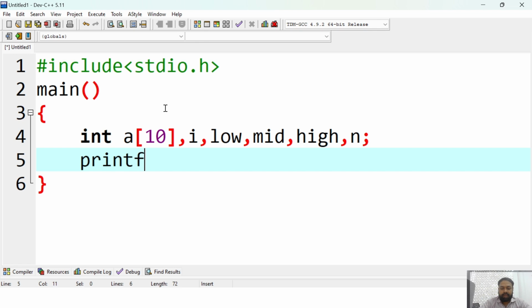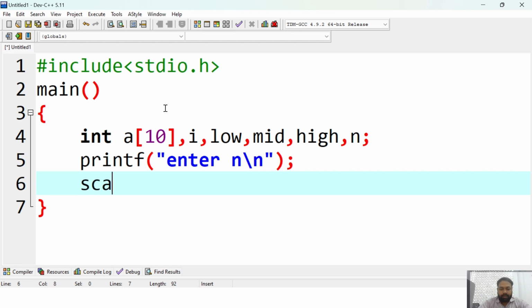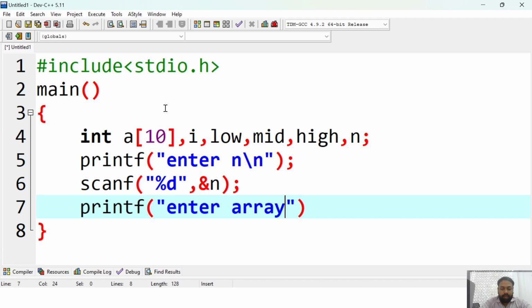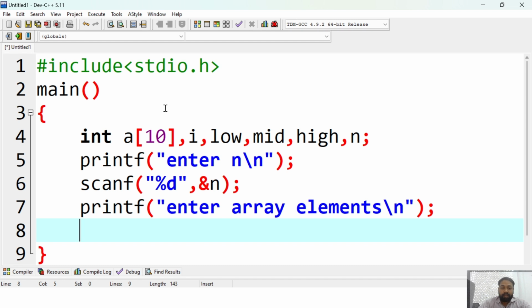The very first printf is "enter n", and then scanf("%d", &n). So n is the number of elements. Now I am writing the code for entering the elements into the array. printf "enter array elements". And do remember here, the input we are giving must be in sorted order. Elements must be in ascending order or descending order.